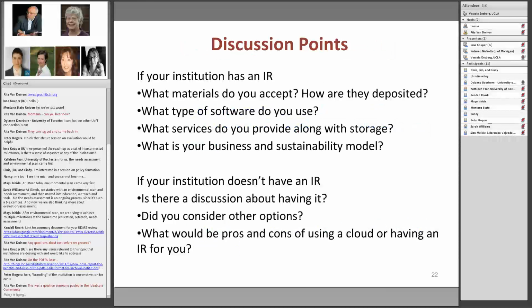So at this point, I would like to start a discussion within either the chat window or if you activate your microphones. I would like to hear from institutions that already have an institutional repository about how they've been designed, what you're using, what is your model. And then we would like to hear from the institutions that don't have an IR what their thoughts are in terms of whether they want to have one and why. So if we can start with the institutions that have already established a repository.